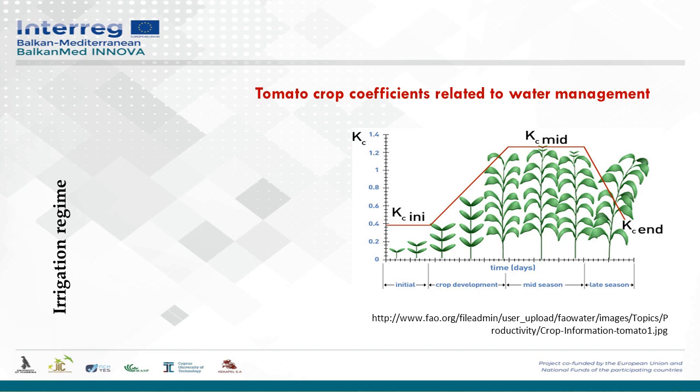is very low at the initial stage. It grows rapidly during the fast vegetative growth period of the plant, and it reaches its maximum and stays like this for a while, and this corresponds mostly with the period of intensive fruit growth. And then finally in late season there is a significant reduction of this crop coefficient.